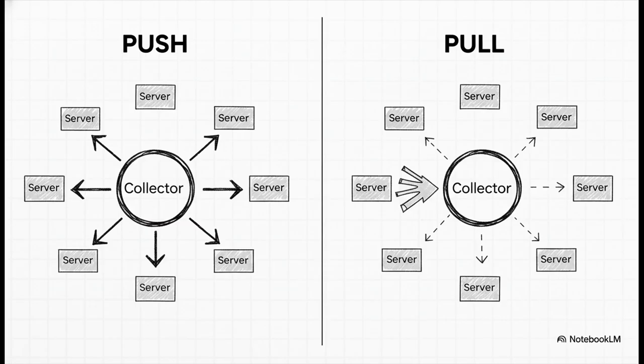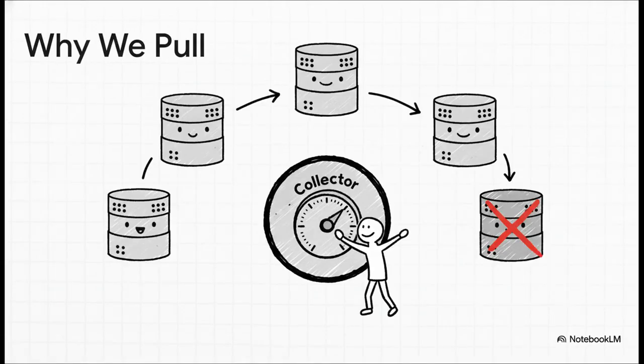This is a really critical design decision, and it has huge implications for network traffic, for reliability, and for the complexity of the code on our application servers. For our initial design, we're going to go with a pull strategy. And here's why. It gives us centralized control over how often we collect data, which is absolutely crucial for managing network load. It also makes our application servers way simpler. They don't need all this complex logic for retries or batching.